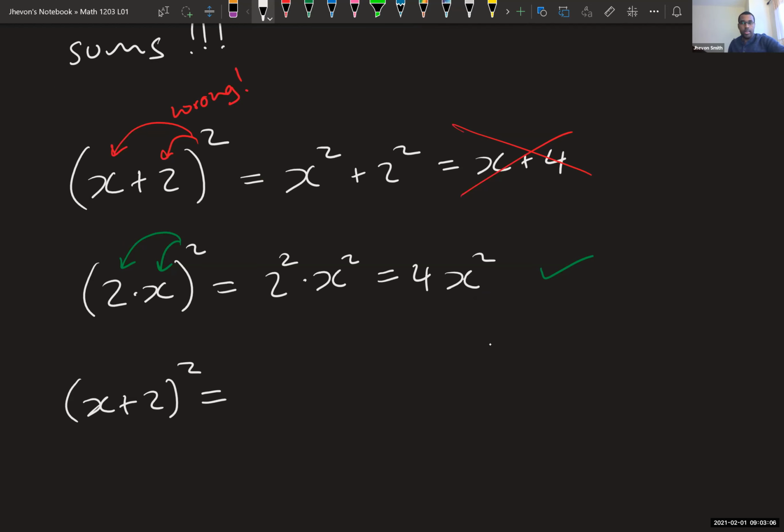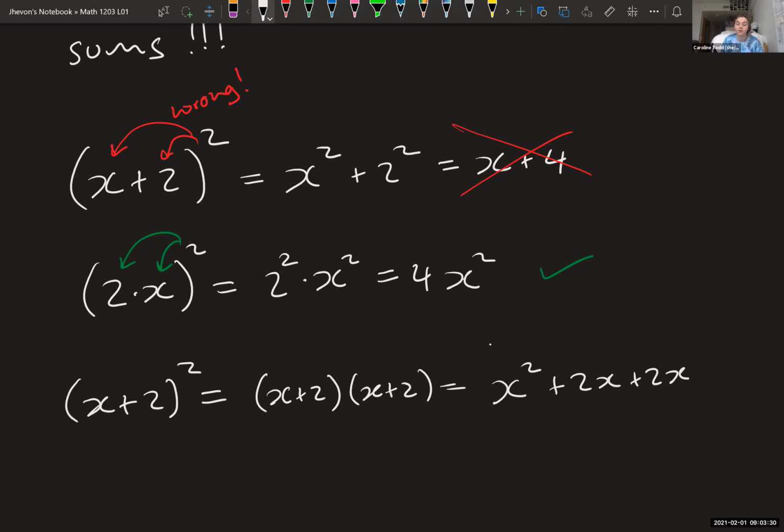Let's see if everyone is awake. What would that be? Someone can chime in. It would be (x + 2), parentheses, and then (x + 2) another one. And what does it become? Oh, x squared plus 2x plus 2x plus 4. So then x squared plus 4x plus 4. That is correct.